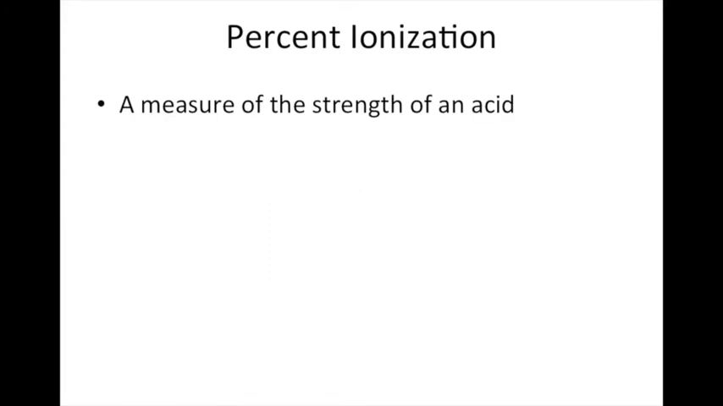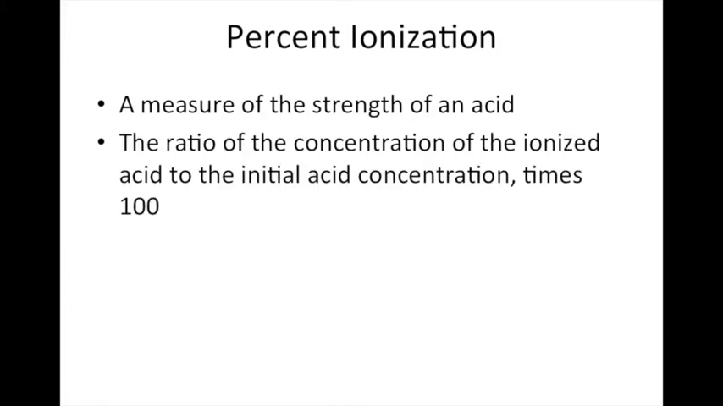In this video, we're going to look at how to calculate the percent ionization of a weak acid. So the percent ionization is a measure of the strength of an acid, kind of like Ka is a measure of how strong an acid is. Percent ionization is another way of measuring how strong an acid is. It's the ratio of the concentration of ionized acid to the initial concentration times 100.